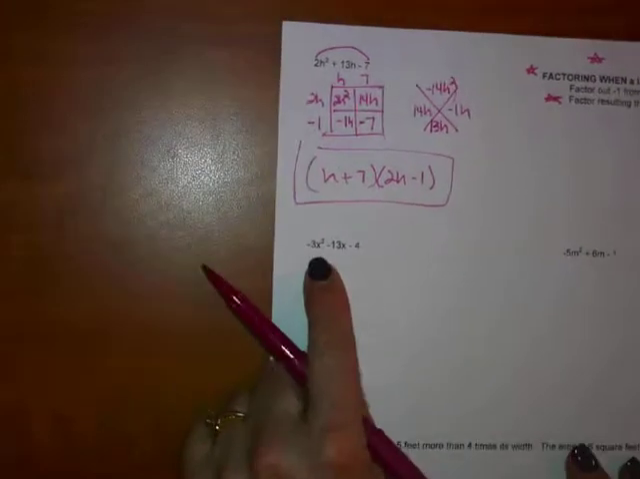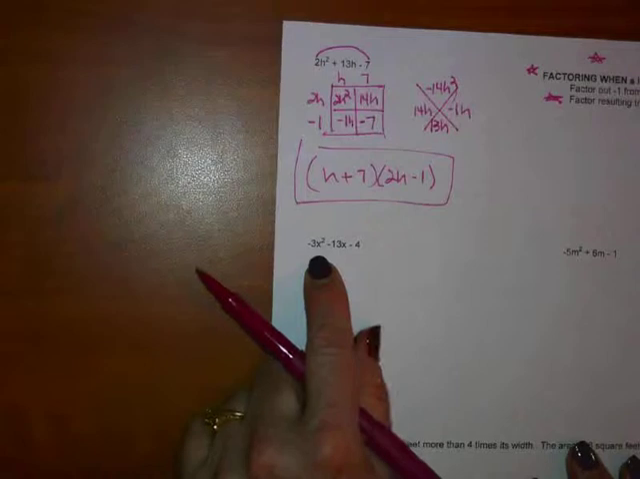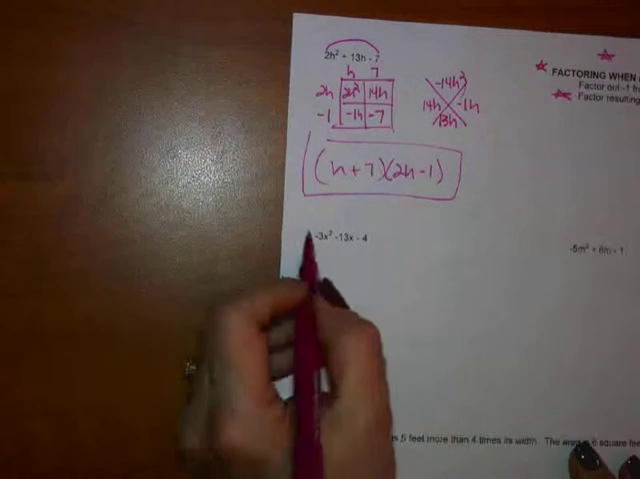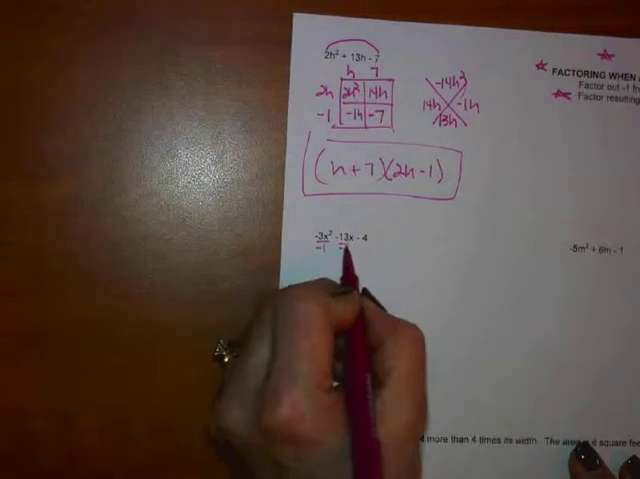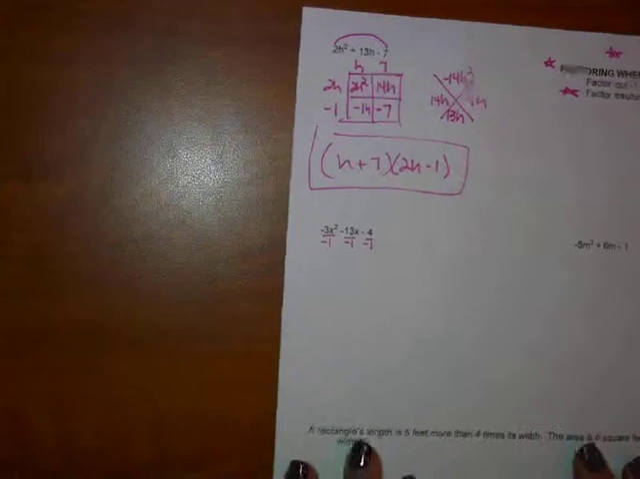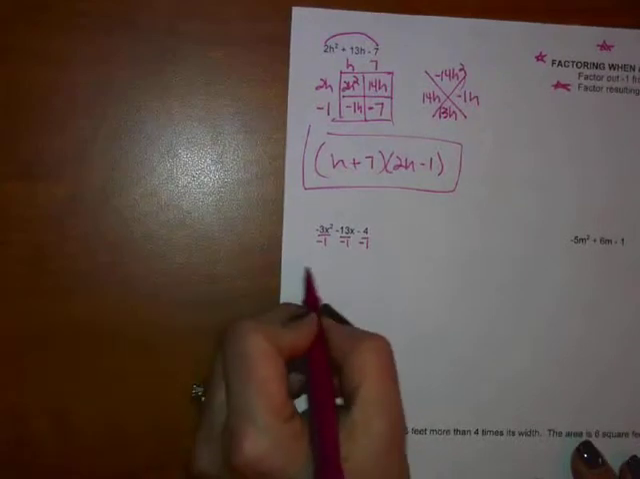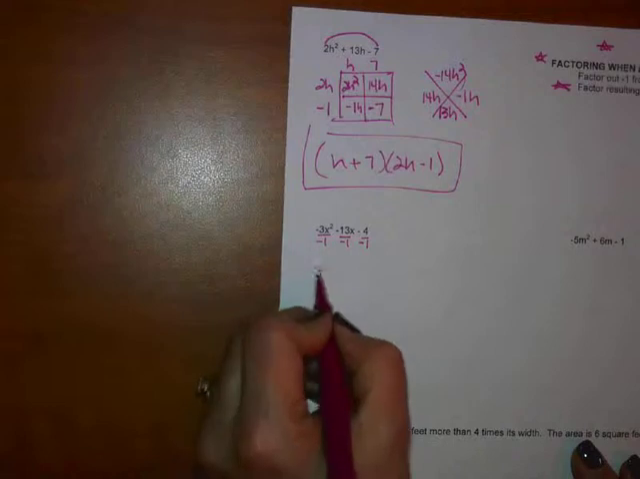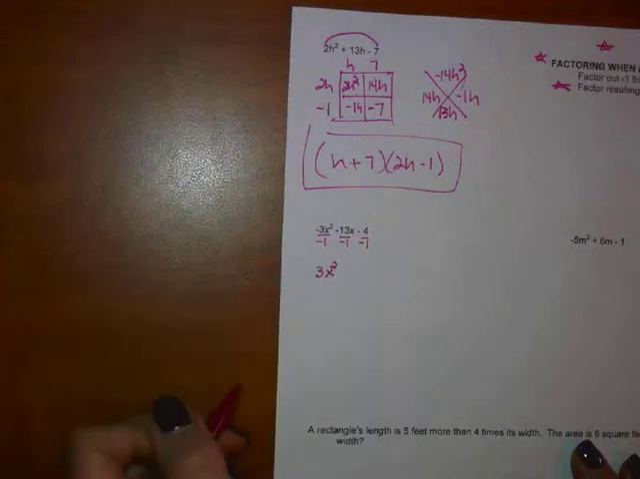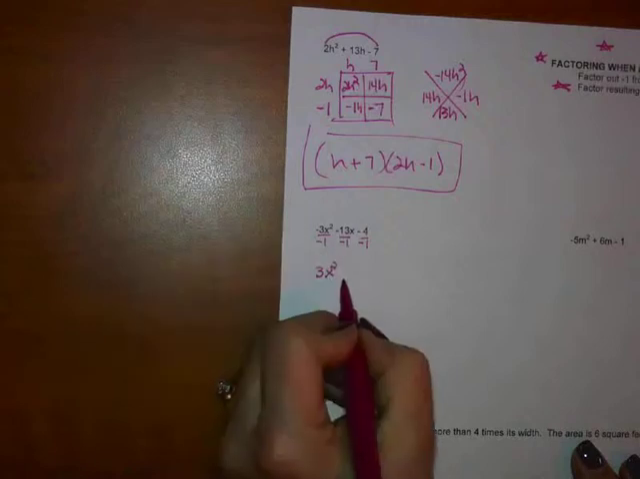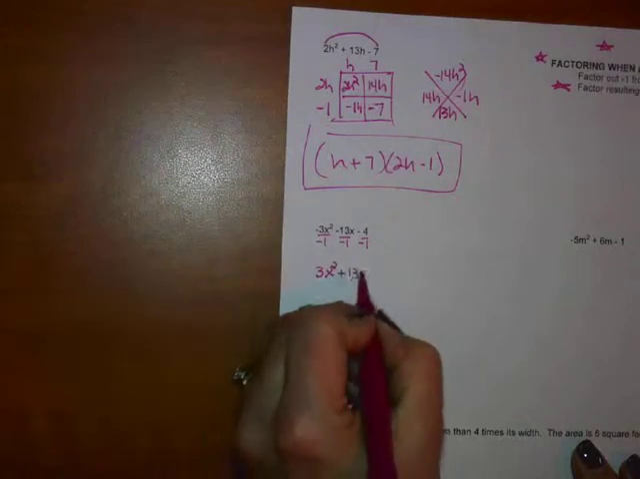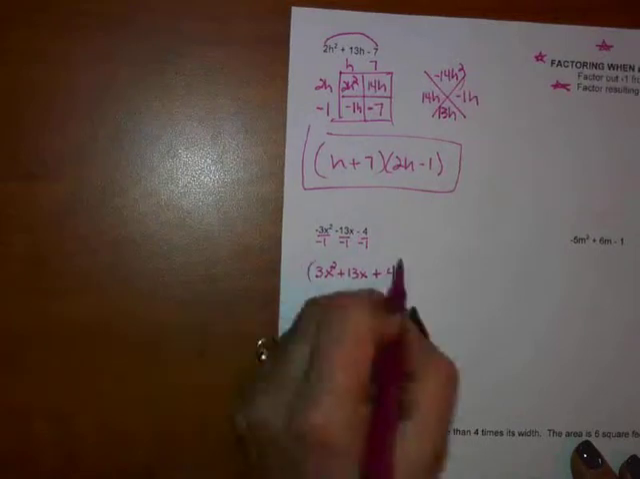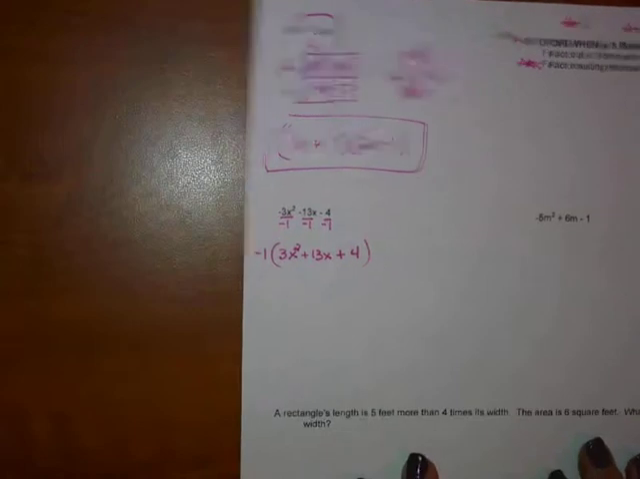Alright, let's do one of these that has a negative 1. Okay? Alright, so I'm going to divide out a negative 1 because it's going to make my life a lot easier. So from each term, I'm going to divide out a negative 1. And I will end up with this. Negative 3 divided by negative 1 gives me a positive 3x squared. Negative 13 divided by negative 1 gives me a positive 13x. And negative 4 divided by negative 1 gives me a positive 4. And you can put the negative 1 out here if you want to. That's fine.